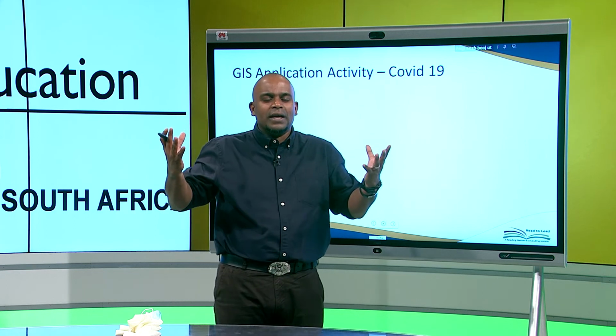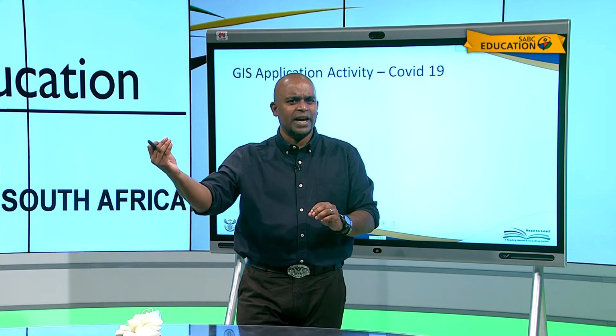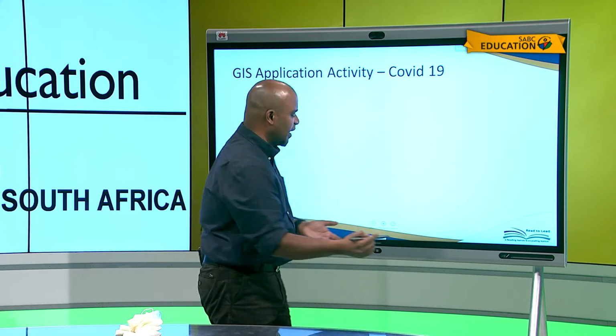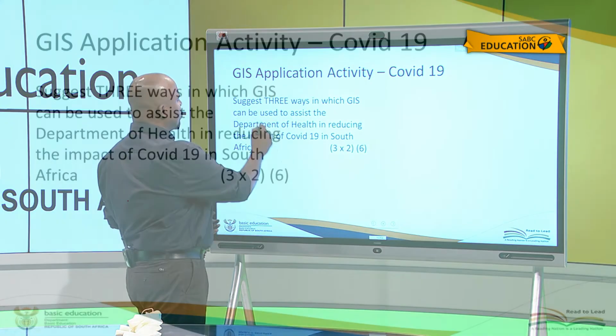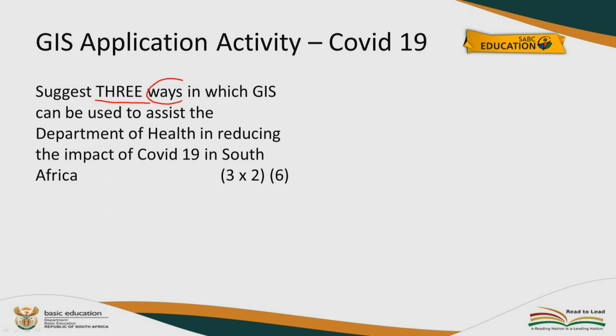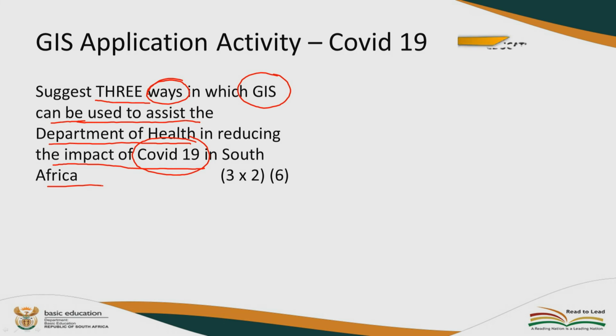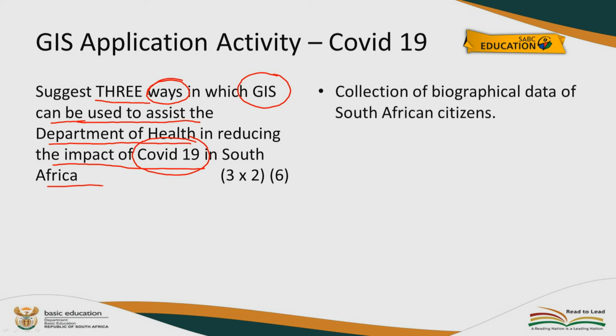In terms of examining COVID-19 with a GIS, what is a possible question? A possible question could be, suggest 3 ways in which a GIS can be used to assist the Department of Health in reducing the impact of COVID-19 in South Africa. You should be able to get this. Why? Because you can use all the concepts that I've given you in explaining and showing the 3 methods and ways, any 3. And we look at the following: the collection of data.